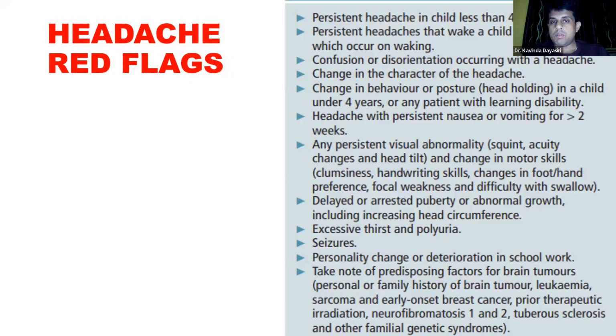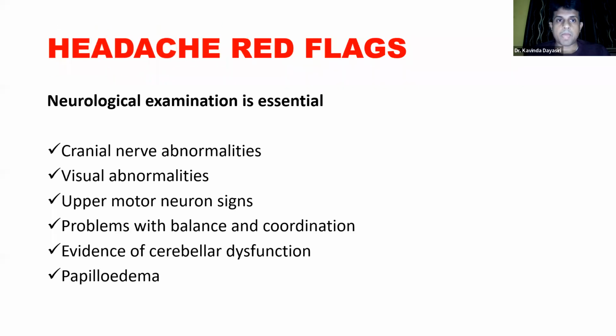So presence of one or more of them can indicate an underlying central nervous system pathology, ranging from a space occupying lesion to Chiari malformation to benign intracranial hypertension. So it's important to look for these red flags in all children presenting with chronic headache before we label them as having either tension type or migraine type of a chronic headache. And also it's important to do a complete neurological examination apart from taking a thorough history.